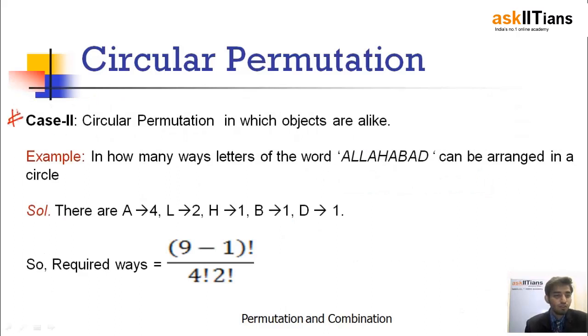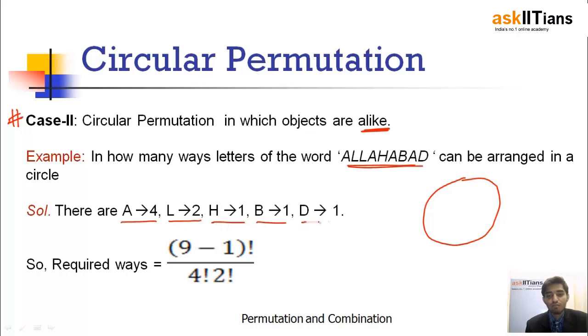Now let us consider case 2, that is circular permutations in which the objects are alike. Till now we were talking about distinct objects only. Now suppose I have the word Allahabad and I want to arrange the letters of this word on a circle. In Allahabad there are 4 A's, 2 L's, 1 H, 1 B and 1 D. If I consider all as distinct objects, then I will get (9 minus 1) factorial number of ways. Now there are 4 alike and 2 alike, so I will divide by 4 factorial and 2 factorial.